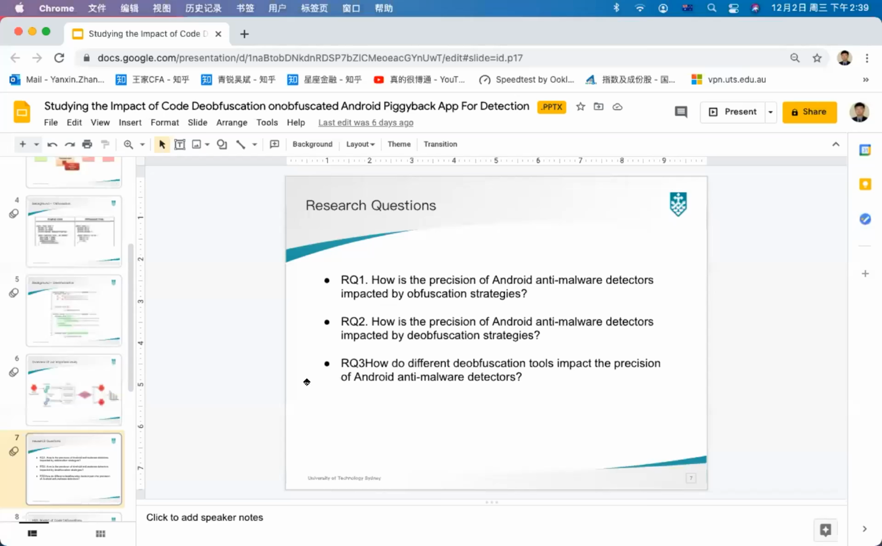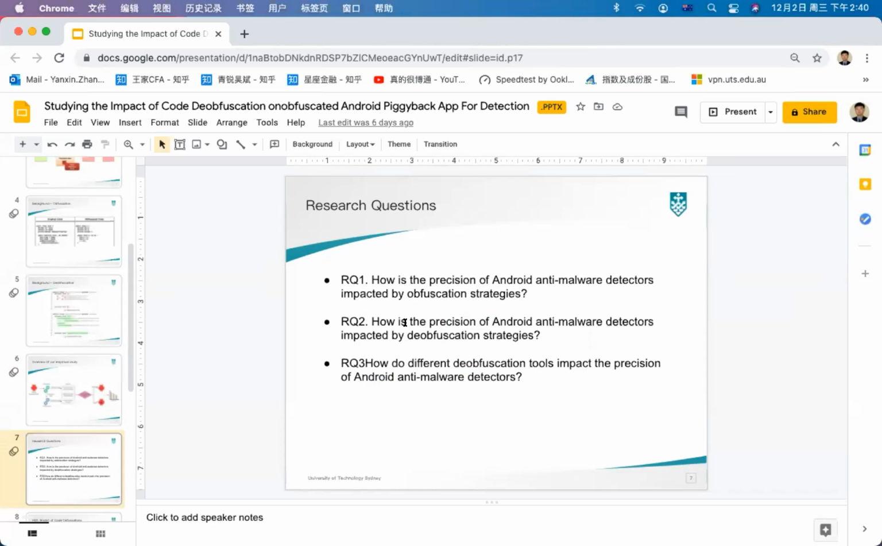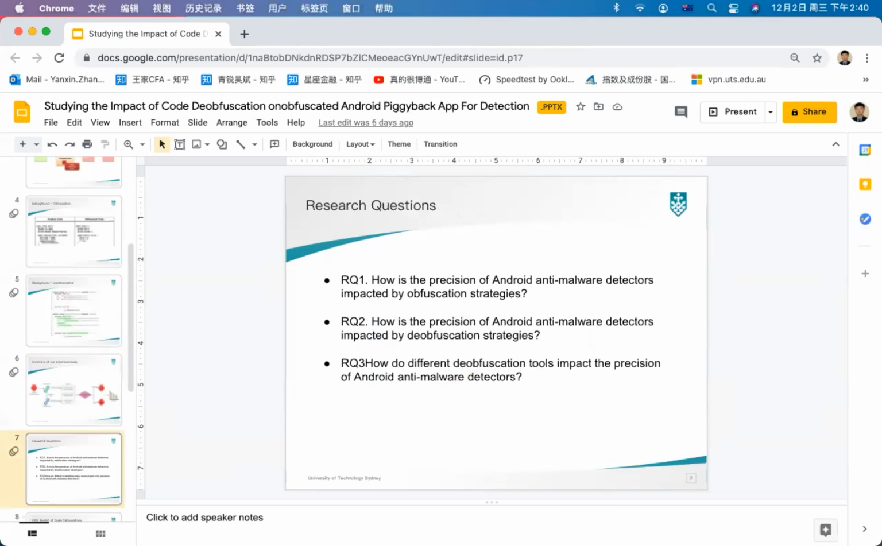Yes, it's the first part of this experiment, of this study. And the second question is how is the precision of the anti-malware detection impacted by the obfuscation strategies? That is, once the obfuscated malware is de-obfuscated, how will the precision change and be affected? The third research question is how the different de-obfuscation tools impact the precision of the anti-malware detectors.